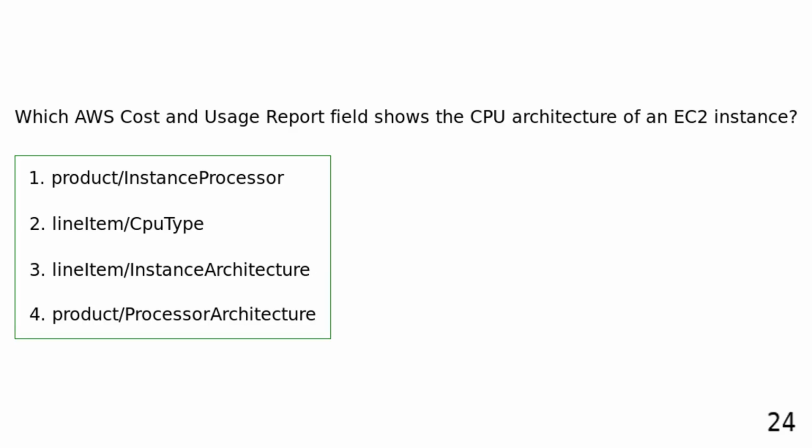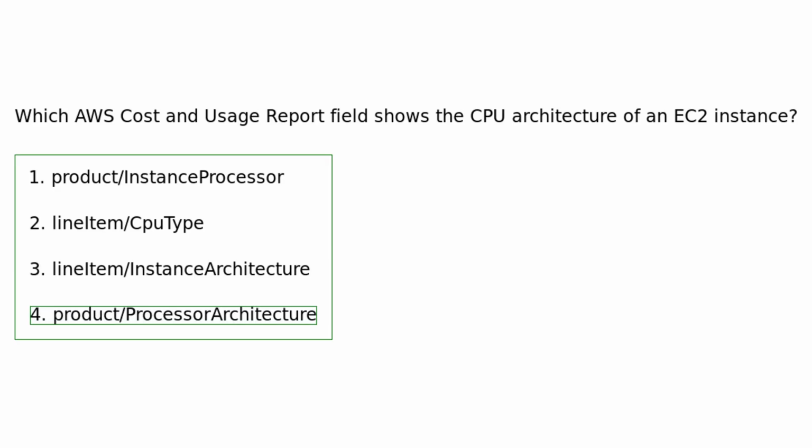Which AWS cost and usage report field shows the CPU architecture of an EC2 instance? Product/instance processor. Line item/CPU type. Line item/instance architecture. Product/processor architecture. For EC2 instances, the product/processor architecture field indicates the CPU architecture, like x86_64 or ARM64, which can affect performance and cost.